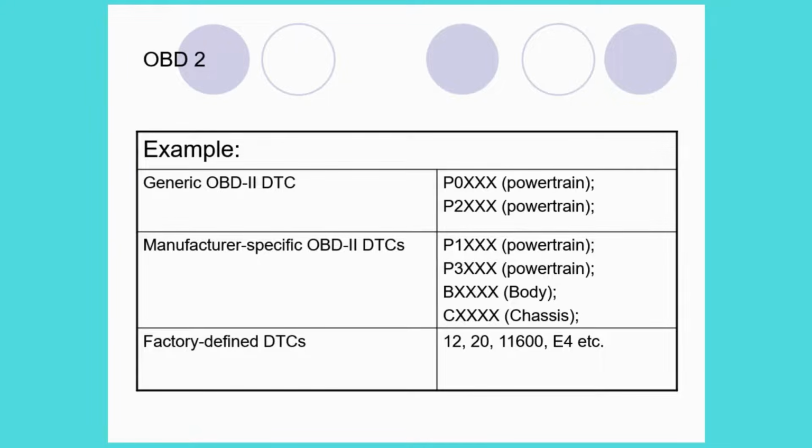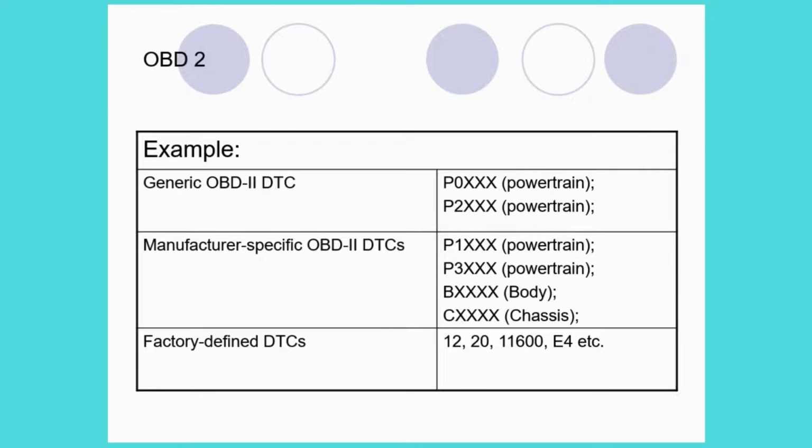Manufacturer-specific codes are in the range 1000 to 1999 and 3000 to 3999. All body and chassis codes are manufacturer-specific. Manufacturer-specific means the same code can have different definitions for different manufacturers.